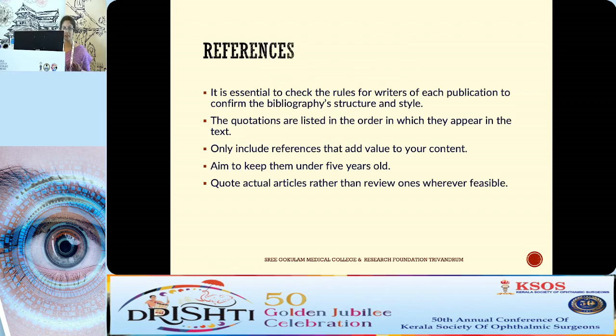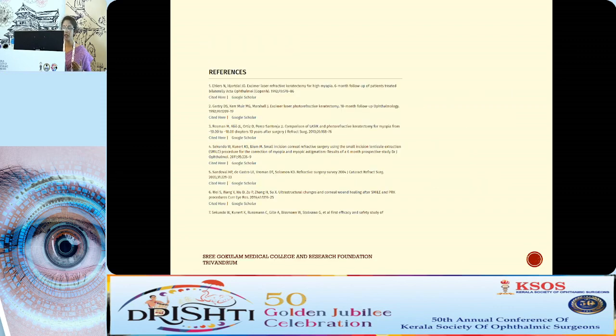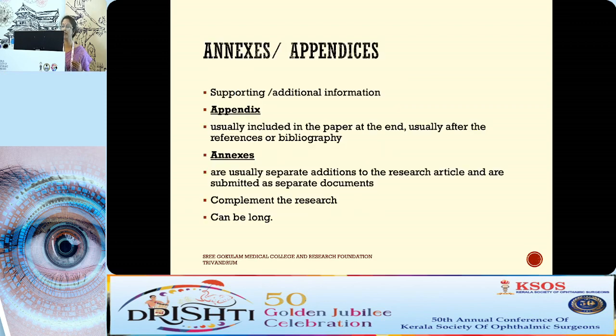Now next is references. Again, this is very important. Different styles of references are available. So you have to go through the author's guide once again, look at the reference style that is preferred by the journal, and then accordingly you set your references. And it is listed in the order in which they appear in the manuscript. And make sure that it is less than 5 years old, and try to choose it from some original article, not a review article. That is the references part.